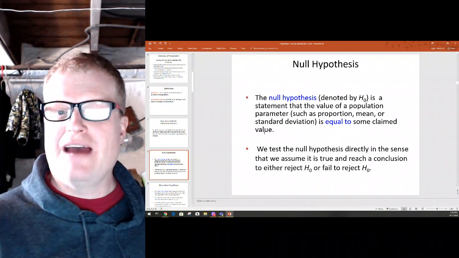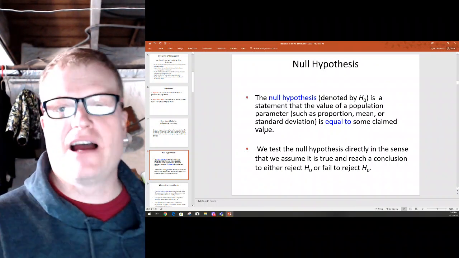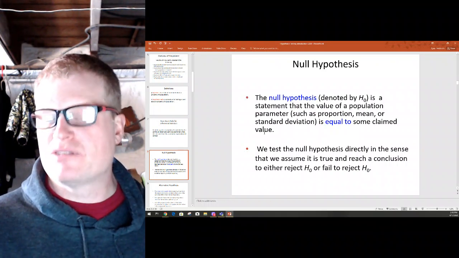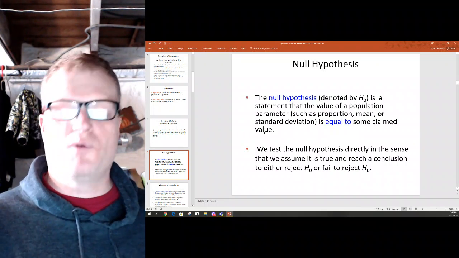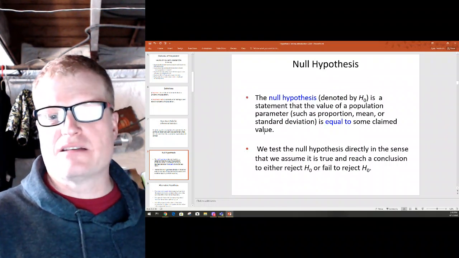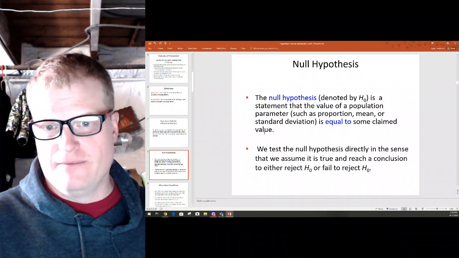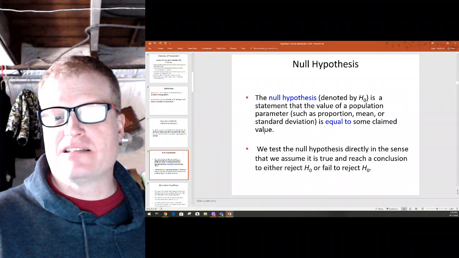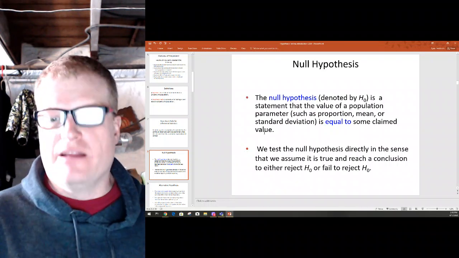So we have this concept called a null hypothesis. This null hypothesis doesn't mean nothing's happened, it just means we have H sub 0. It's a start point that we use to judge whether our hypothesis is going to be valid or not. And we're going to test that null hypothesis directly in the sense that we assume it to be true. And then we're going to reach a conclusion.